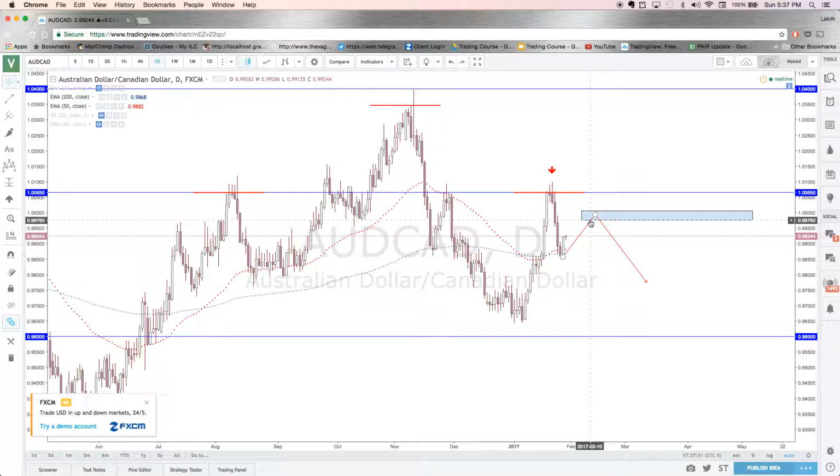So those are the three main Forex pairs that I'll be watching for the upcoming week.